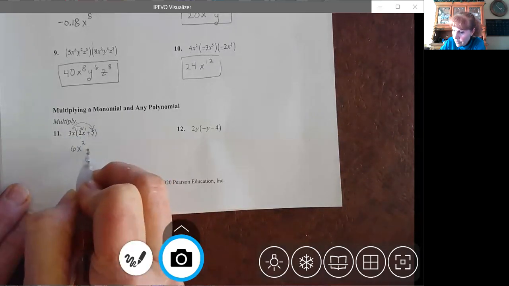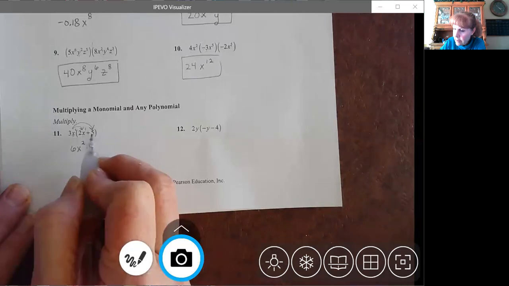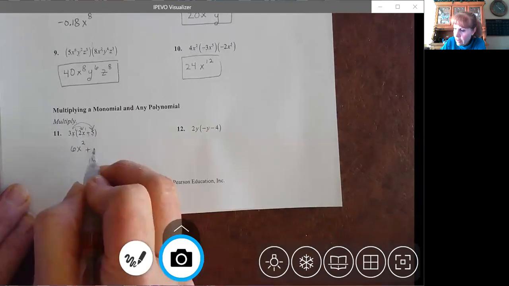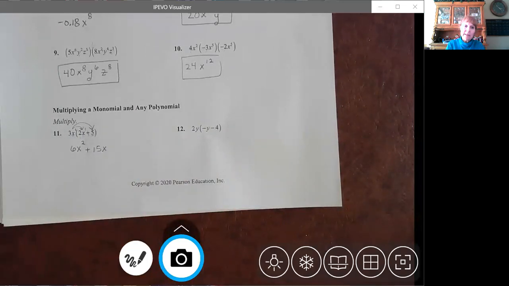Plus 3x times a +5 is 15x. And yes, that x has to go along. So it would be 15x. All right. So you can try the next one, pause it and try the next one, and then I'll do it and you can check it.